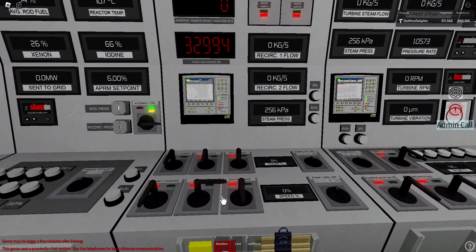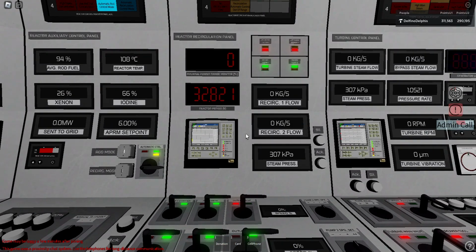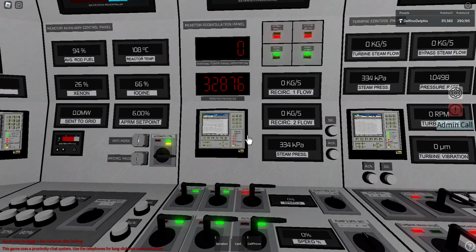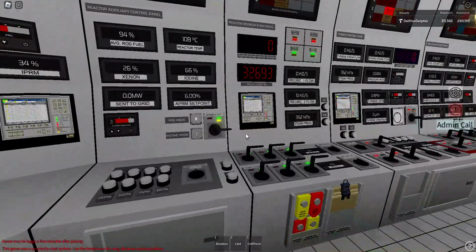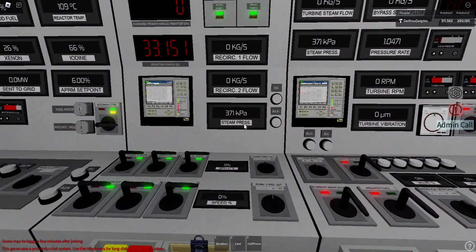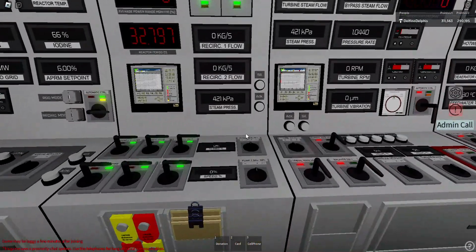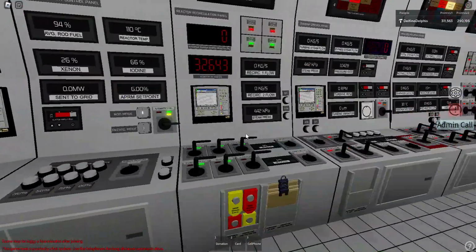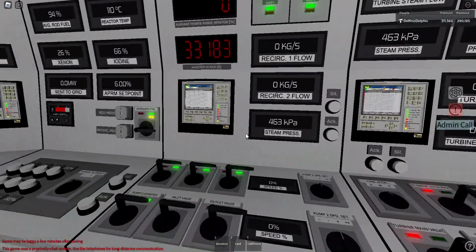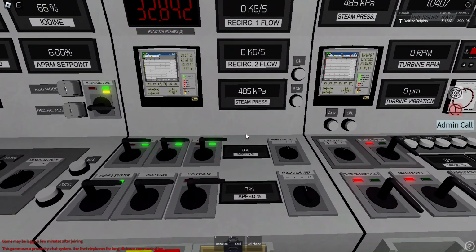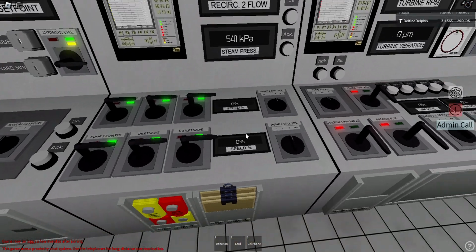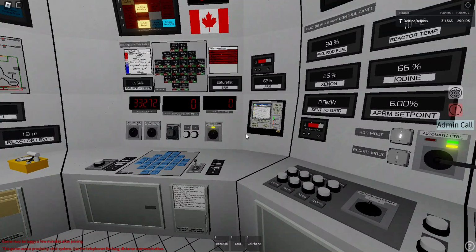So I start with the inlet, then the pump, then the outlet. And recirculation is another way of changing reactor power. When you increase the recirculation flow, the reactor power will rise, but this is not very efficient on very low power. So what we do now, what the procedure tells us, is to open these valves to about 28%.